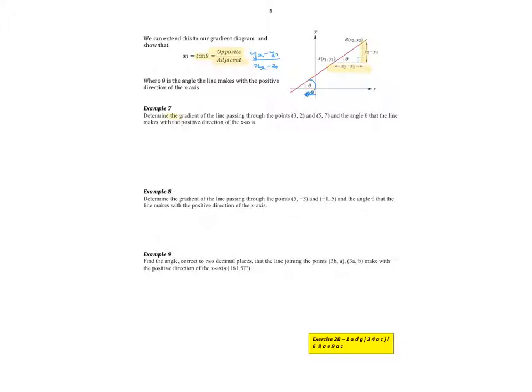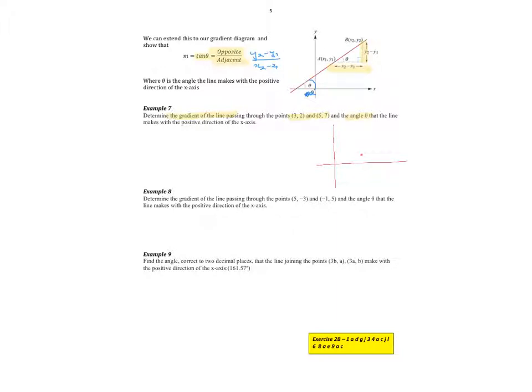So let's have a look at these examples here. Again, identify the key words. We're looking at the gradient of the line. So we know we're using our y2 minus y1 relationship, but we also need an angle. So first things first, let's try to find the gradient of our line. Or even we'll have a bit of a graph sketch here.